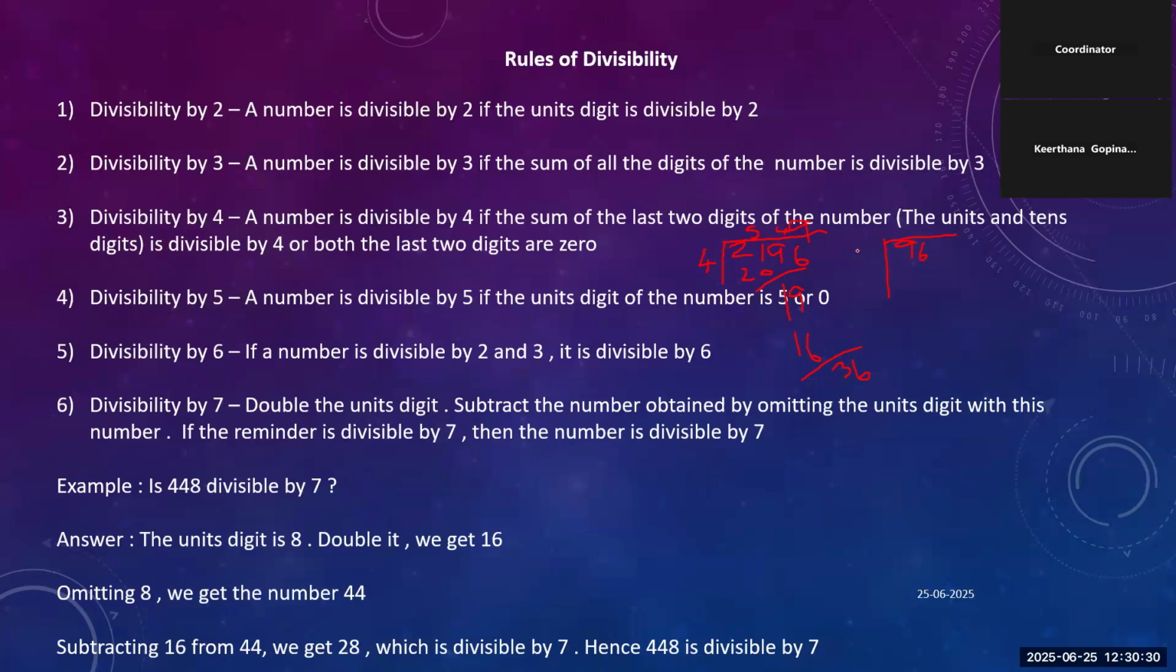How much does it come to? Dividing by 4, we get 2 4s are 8, 24. 24 into 4 is 96. Simple, right? So if the last two digits are divisible by 4, then the number is divisible by 4.